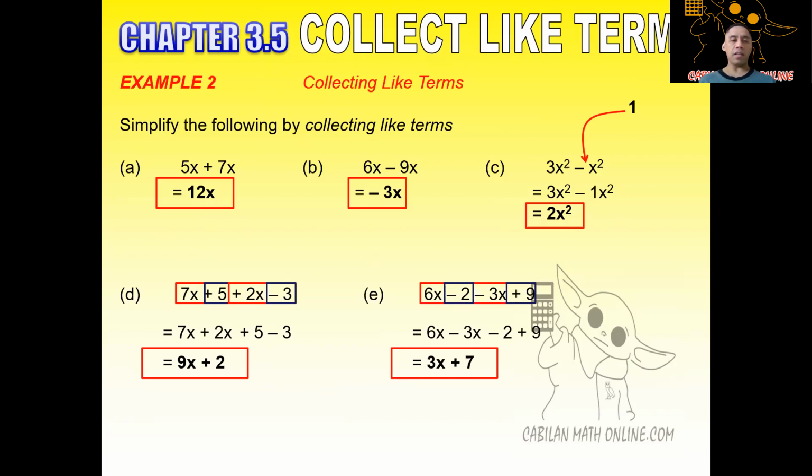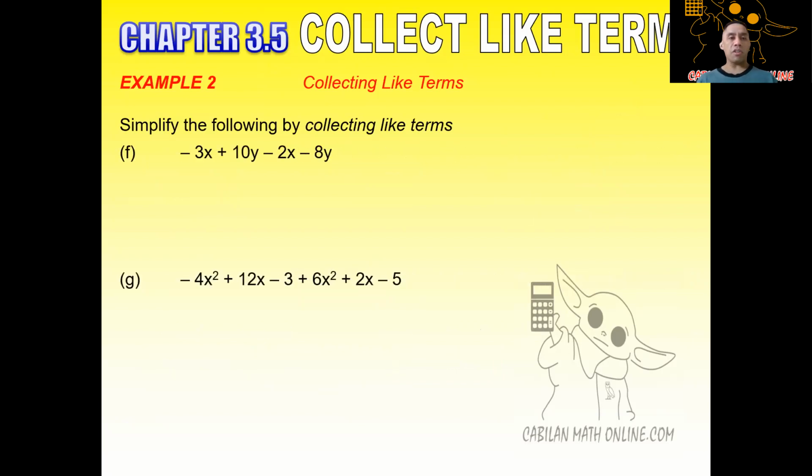All right, so again, if you take a look at the questions over here, anytime you're looking at like terms, you're only looking at the letters with the same exponents. And in the case of numbers on their own, you group them because they're simply just numbers. All numbers on their own are always like terms. All right, so more examples here.